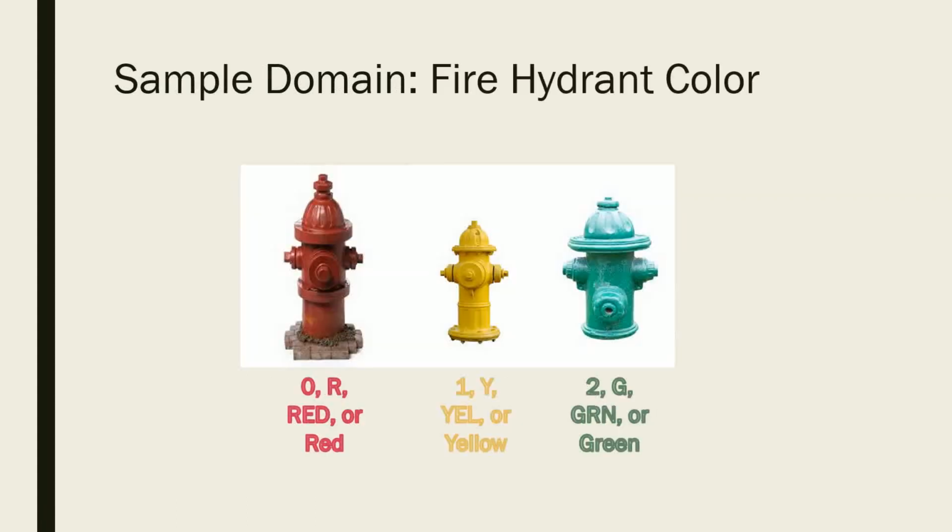So here's an example. Let's say that I want to keep track of fire hydrant color, and in my city I know that I've got 3 colors, red, yellow, and green. I could store those in a small integer field as 0, 1, and 2, or a 1 length text field for R, Y, or G. I could store it as a 3-letter text field, or a 6-character field where I have the color spelled out.